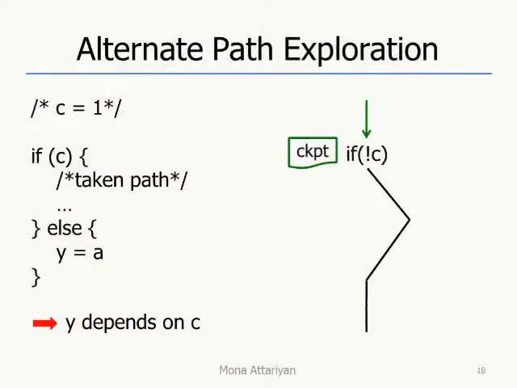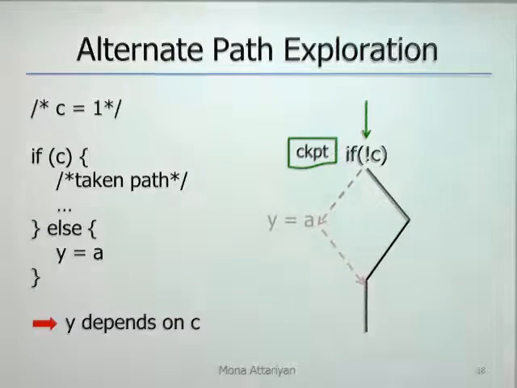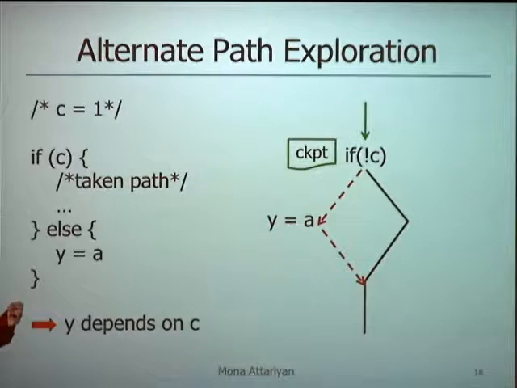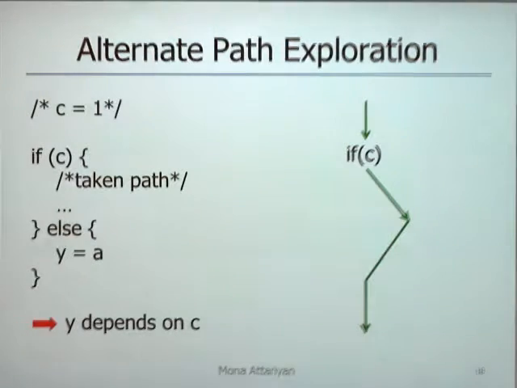So here's what we do. When we run the application, if we see a conditional that's tainted, we take a checkpoint, we flip the conditional, we make the application artificially go the other way, we run it, and we find out about assignments like y equal a on the alternate path. We call this the alternate path. And when it merges, we basically roll back everything that we did, we restore the checkpoint, and we continue.